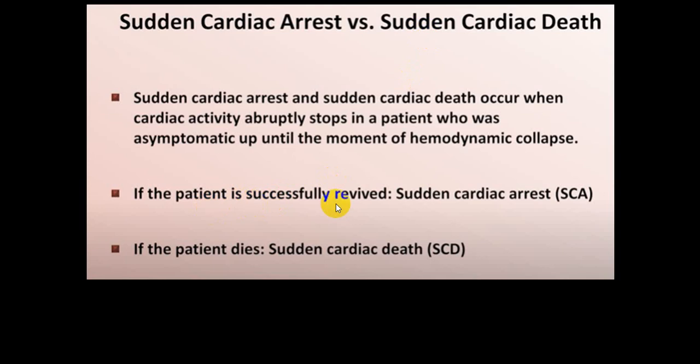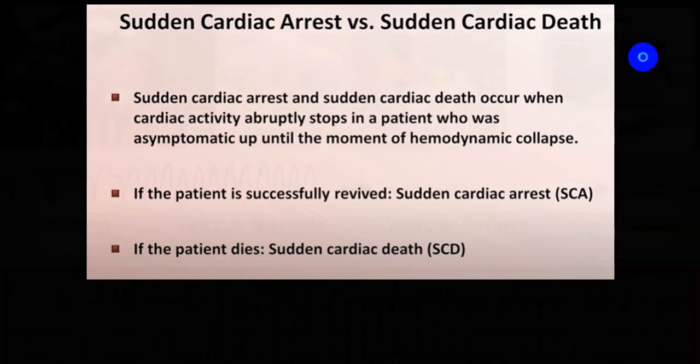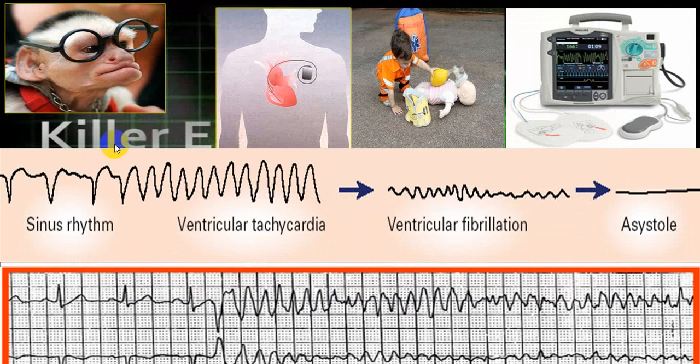If the patient is successfully revived, then we label that as sudden cardiac arrest. And if the patient dies, we use the words sudden cardiac death. Hence, this is of importance because if you identify it, you can prevent cardiac arrest and sudden cardiac death. So, sudden cardiac arrest can be prevented and sudden cardiac death can also be prevented. These are called killer ECG.